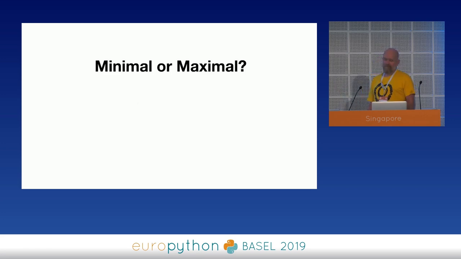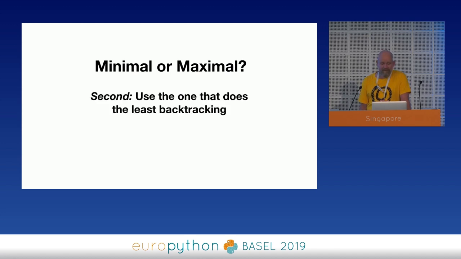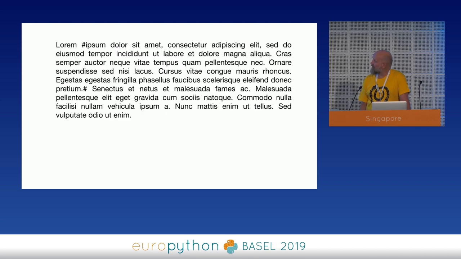So what do we use, minimal or maximal? Well, first of all, use the one regex that produces the expected result. We saw the difference in the results just now. Second, use the one that does the least backtracking. And on that backtracking, I've got the lorem ipsum text again, but this time I've got two hashes in there.